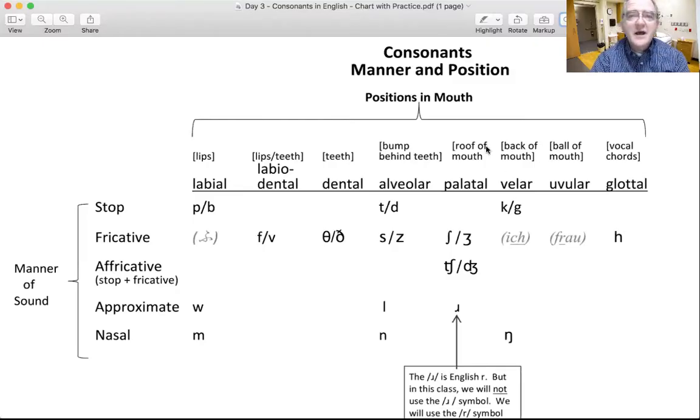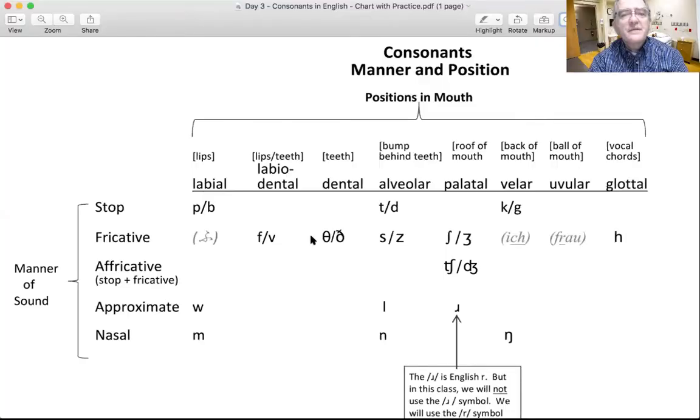Let's look at a handout real quickly. Here we have the consonants, manner, and position. Positions in the mouth. The lips means labial. The lips and teeth, labiodental. Dental means teeth. Labio means lips. So here we have a stop, which means the air stops, and the labial stops are P and B. So the air stops.